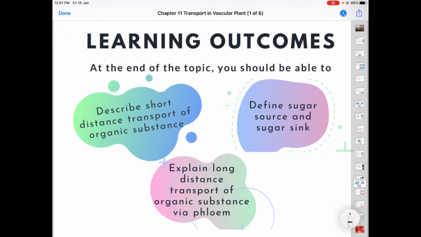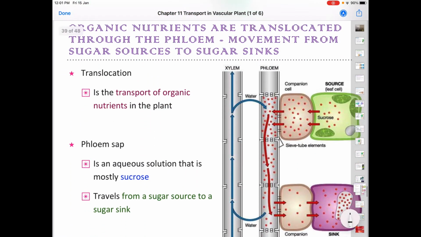We continue our last subtopic in chapter 11. The learning outcomes for this subtopic: you must be able to describe the short distance and long distance transport of organic substance via the phloem and define the sugar source and the sugar sink.